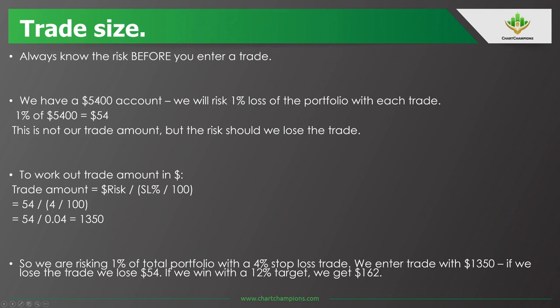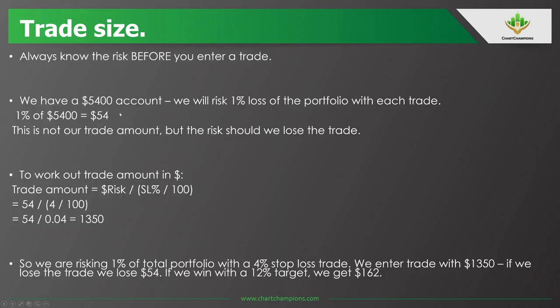So in this example, we have $5,400 and we will be willing to risk 1% of the portfolio with each trade. Again, as a beginner, you might only want to risk 0.5%. Obviously, your account size is definitely going to be different, but the percentage that you're willing to risk can also be changed. 0.5% to 1% are generally accepted. So in this example, we're going to be risking 1% of our portfolio with the trade. Obviously 1% of our account size, which is $5,400, is $54.